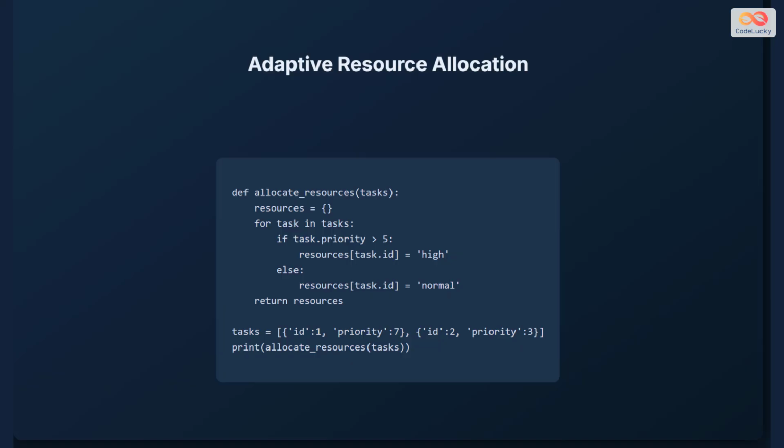Here is an example of adaptive resource allocation. A function allocate_resources is defined, which takes a list of tasks as input. For each task, it checks the task's priority. If the priority is greater than 5, it allocates high resources. Otherwise, it allocates normal resources. The function returns a dictionary containing the resource allocation for each task, showcasing adaptive resource allocation based on task priority.